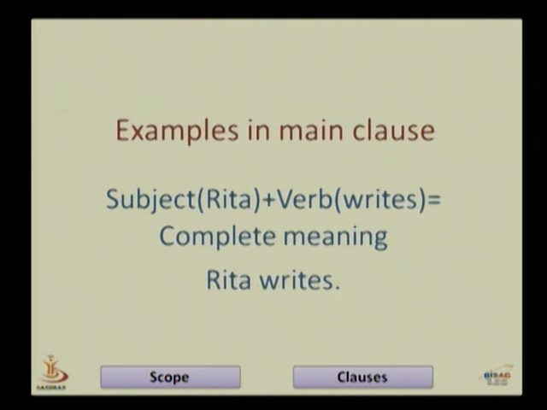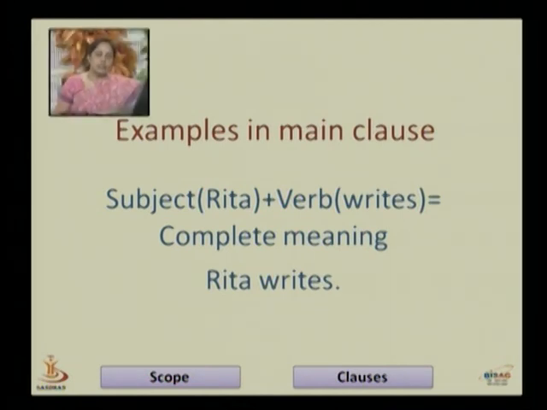Examples in main clause. Subject plus verb is equal to complete meaning. For example, Rita writes. Rita is the subject, writes is the verb, and meaning is complete. So it is a main clause.